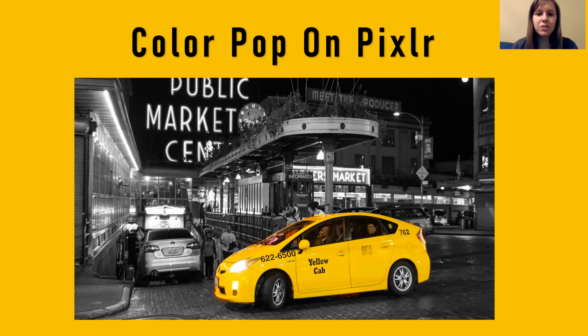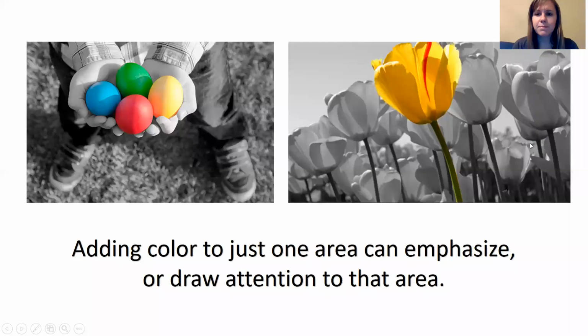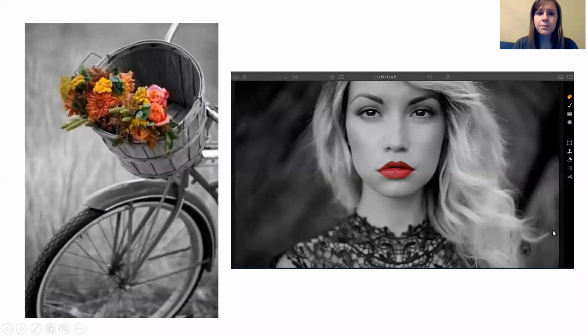Basically what we're going to be doing is having a completely black and white image and one area will be colored. And I'll show you exactly how to do that. It's not hard at all. So here are a couple examples. Adding color to just one area can emphasize or draw attention to that area.